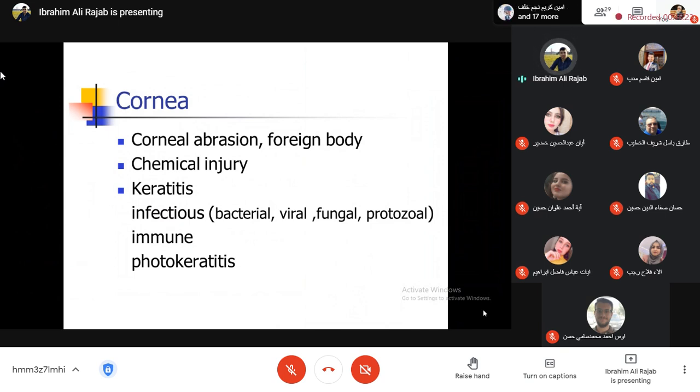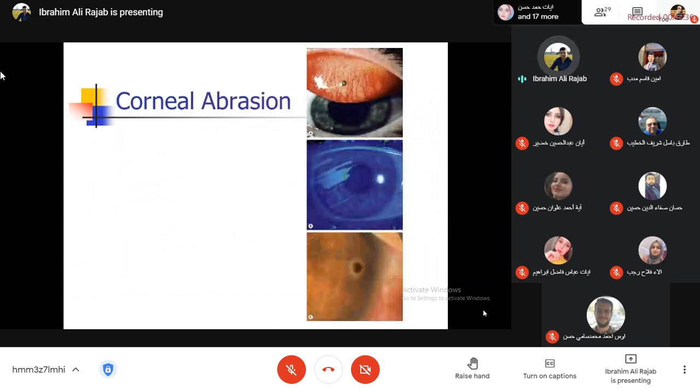How do we know the cause of corneal insult? We should examine under the slit lamp to see the foreign body, to see the abrasion, and to see the signs of inflammation, I mean keratitis. This is a picture of a foreign body in the lid, stuck to the palpebral conjunctiva and causing friction over the cornea, causing corneal abrasion.